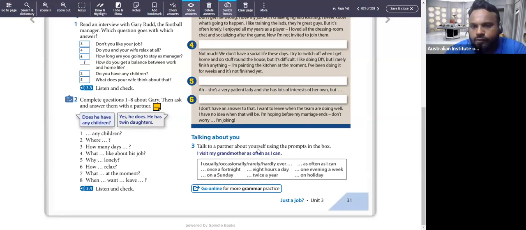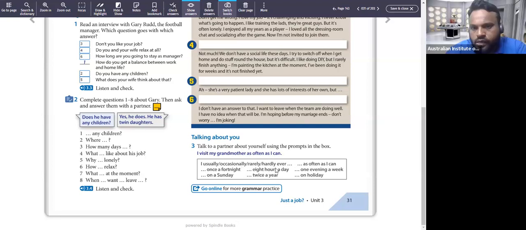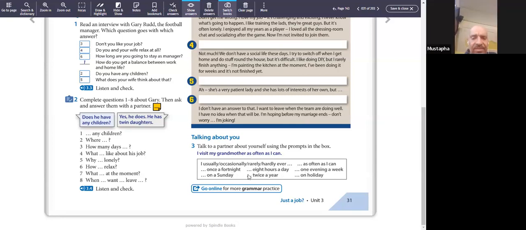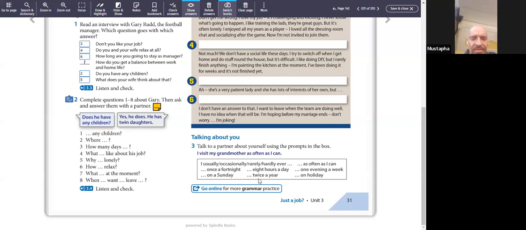Talk to a partner about yourself using the prompts in the box. I visit my grandmother as often as I can. Now here there are some activities for you. Here, if you can see: I usually, occasionally, rarely, hardly ever, as often as I can, once a fortnight, 8 hours a day, one evening a week, on Sunday, twice a year, on holiday. So using these are mainly adverbs.